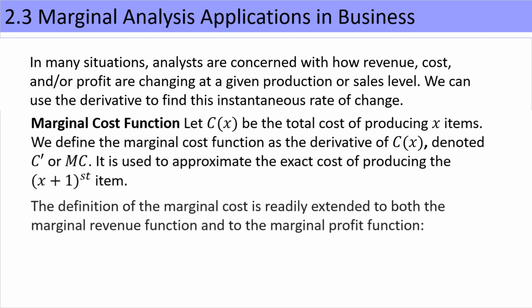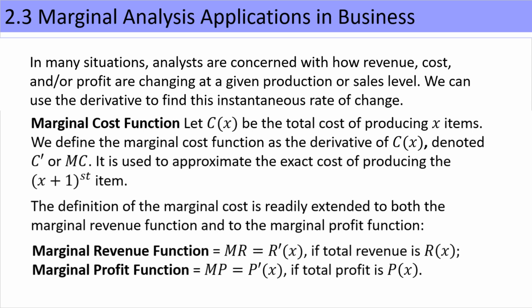The definition of marginal cost is readily extended to both the marginal revenue function and the marginal profit function. That is, the marginal revenue function we can write as MR, which is R prime of x if the total revenue is R of x, and the marginal profit function, MP, can be written as P prime of x if the total profit is P of x.